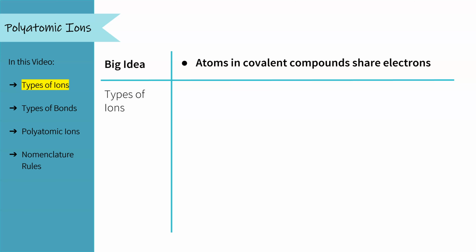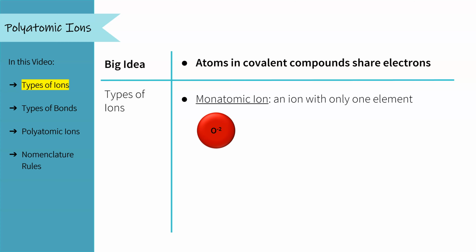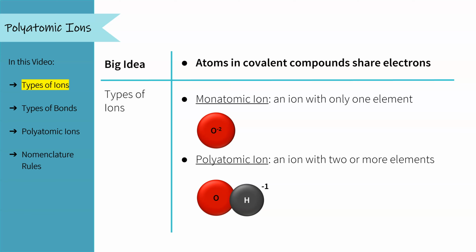So let's start by talking about types of ions. The one that you are most familiar with is what we call a monatomic ion, which is one element that carries a charge. Today we're going to learn about polyatomic ions, which is where there are two or more elements bonded together, and together they share a charge. So here we have hydroxide, or an oxygen and a hydrogen bonded together that together have a -1 charge.